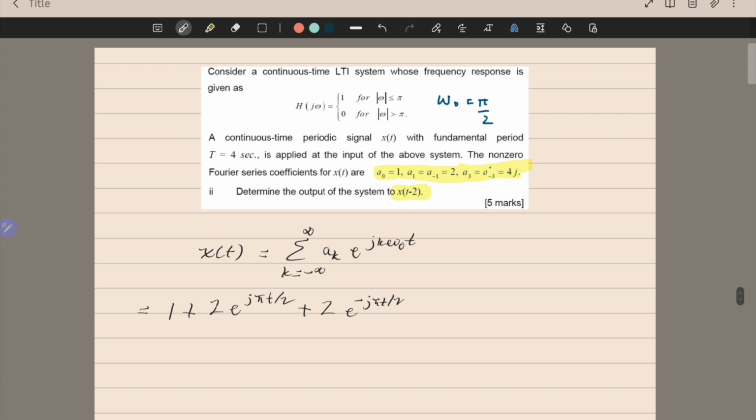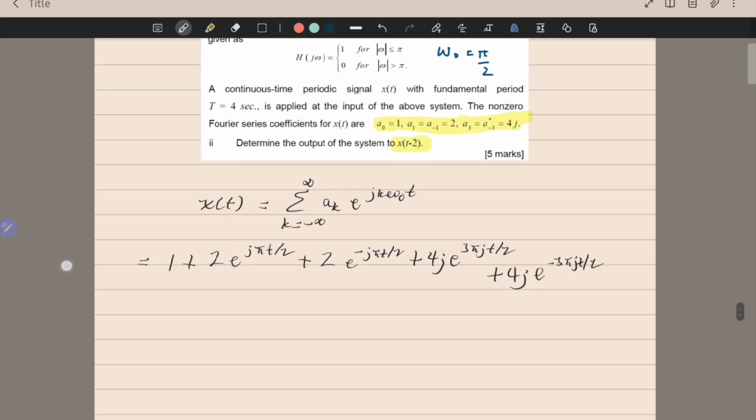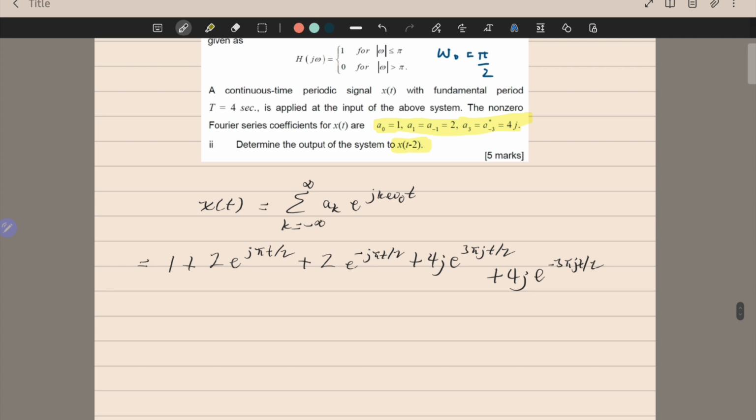And so for k equals 3, what do we have? 4j multiplied by e to the power of 3 pi j t over 2. And so for negative 3, it's 4j as well, because they are equal to each other. 4j multiplied by e to the negative 3 pi j t over 2. So this is our Fourier series. So all we have to do now is just substitute t equals t minus 2. We just do the substitution.